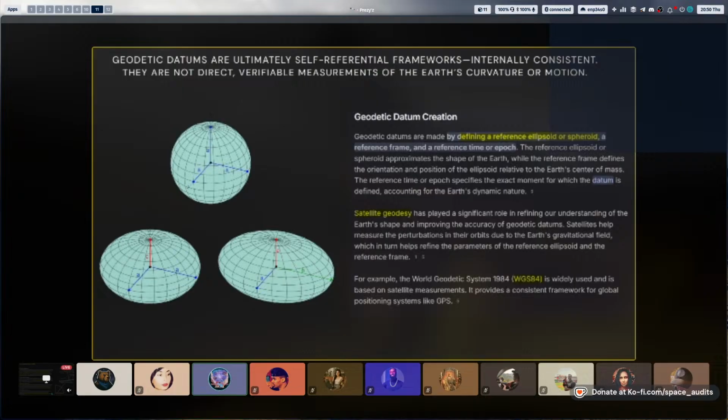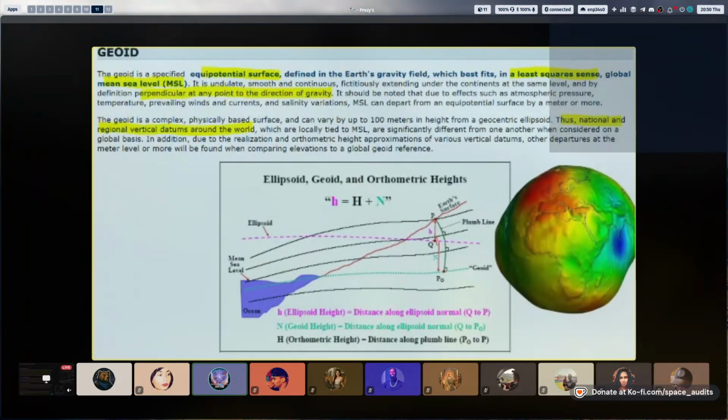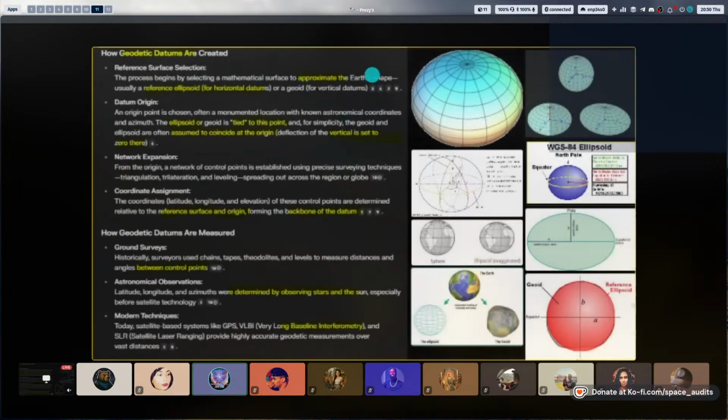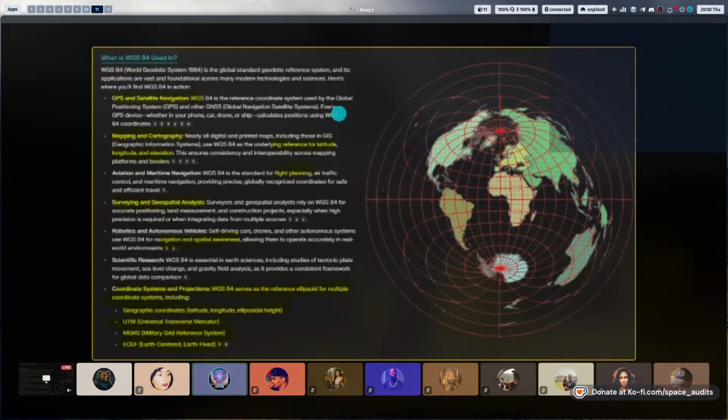So an ellipsoidal model doesn't actually prove the surface of the Earth is curving. Just because WGS84 is based on a reference ellipsoid, which utilizes the geoid and the coordinate system to do orthometric heights via the ellipsoidal model to pretend to measure the Earth, right? Just because WGS84 works doesn't mean that the surface of Earth is curving.